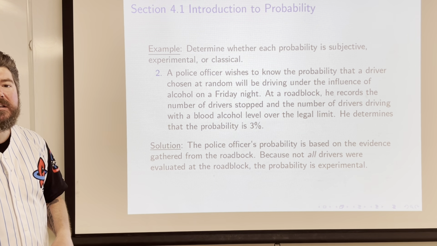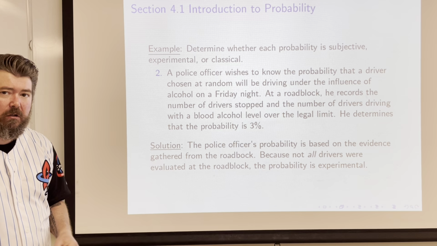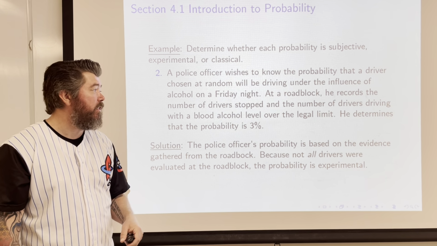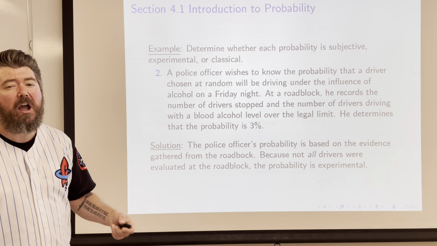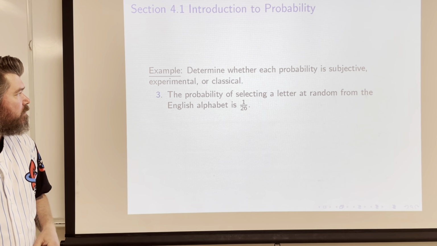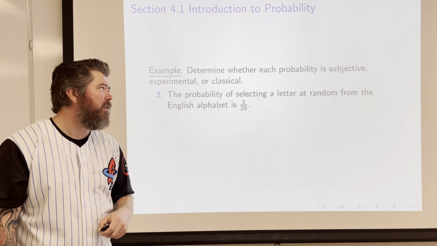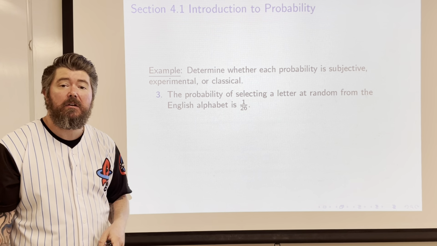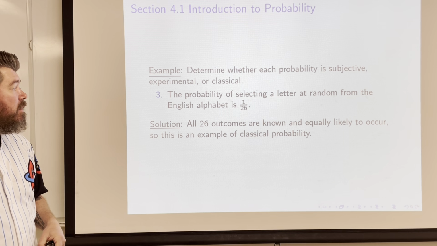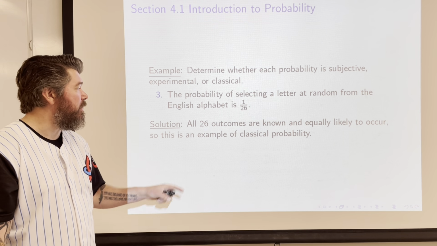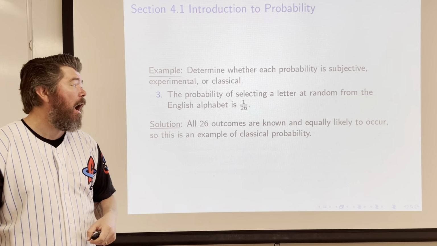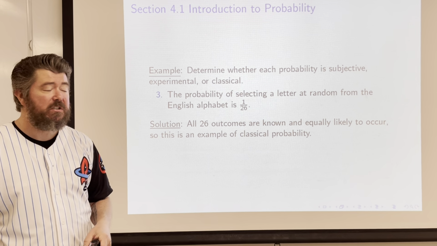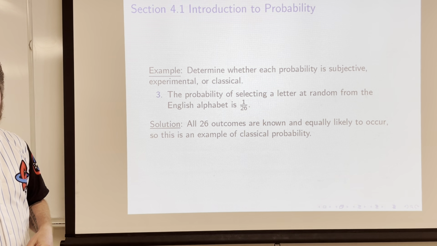Remember that for classical, we need all of the population. So we only have the ones stopped at this particular roadblock. We don't have all of the drivers. And then finally, the probability of selecting a letter at random from the English alphabet is 1/26. And this is our classical probability because yes, all 26 outcomes are known and equally likely to occur. So this is an example of classical probability.